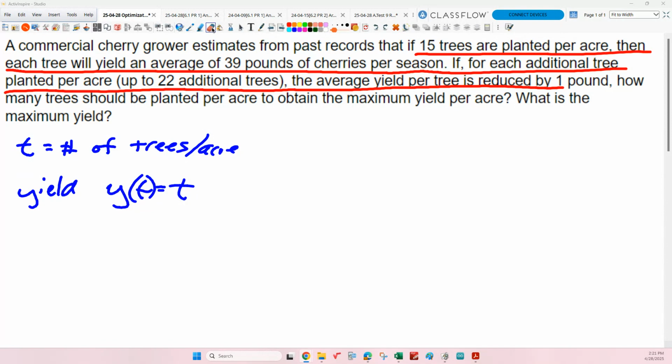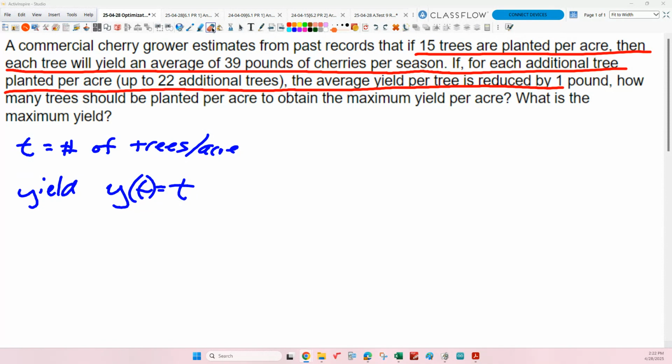You did, but you meant to say, okay, so t minus 15, right? The number of trees minus 15 would give you the number of trees in excess of 15. Everybody get that? Okay. So for every tree in excess of 15, what is happening to the total yield? Oh, it's going down by 1. Aha. Okay.